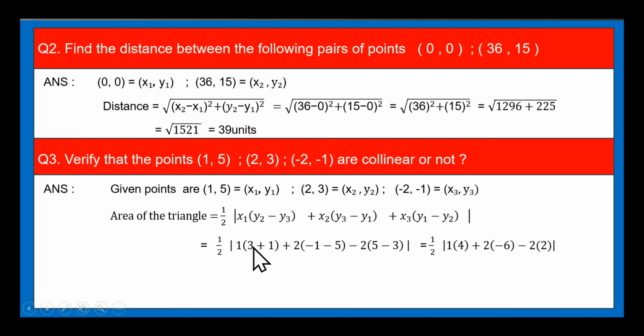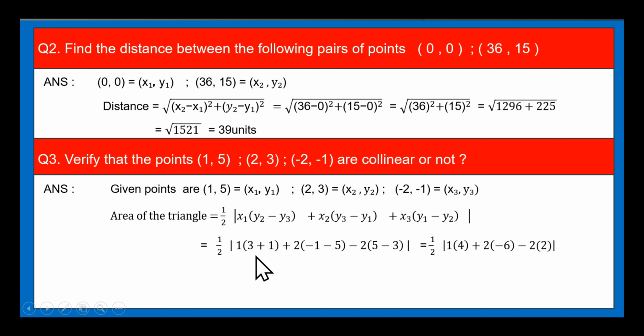3 plus 1, 1 into 3 plus 1, plus x2. x2 is 2, within brackets y3 minus y1. y3 value is -1 minus y1, change the sign of 5, -1 minus 5, plus x3. What is x3 value? Just observe. Yes, x3 is equal to -2 into y1 minus y2. y1 is 5 minus y2 is 3.